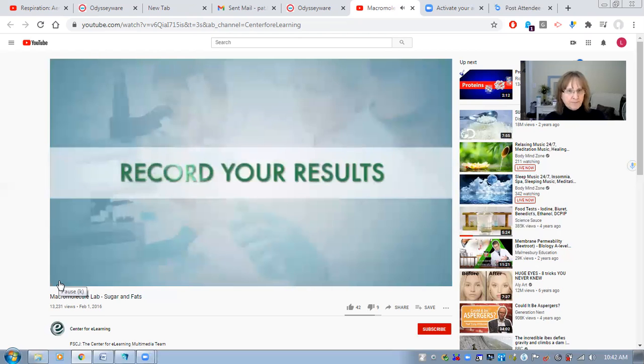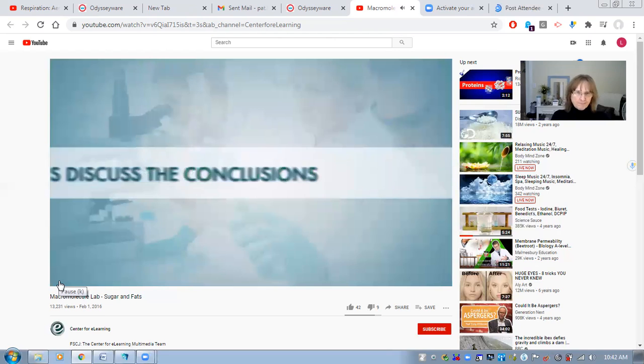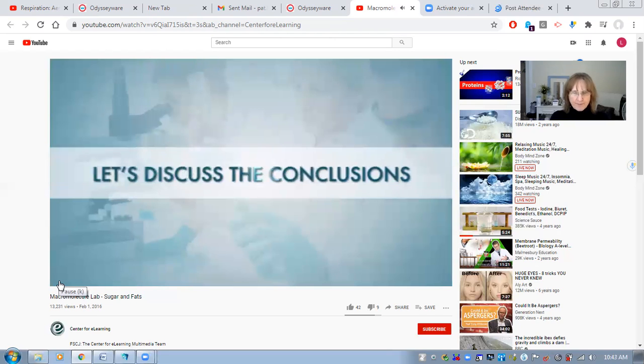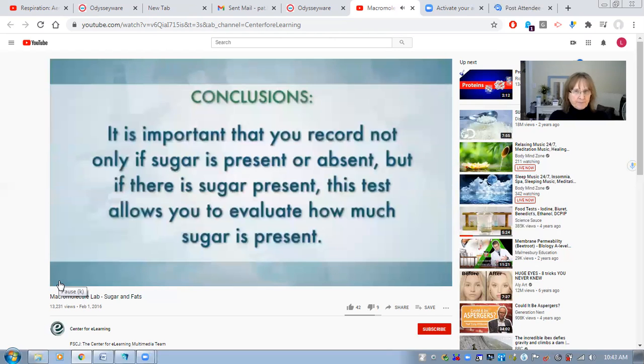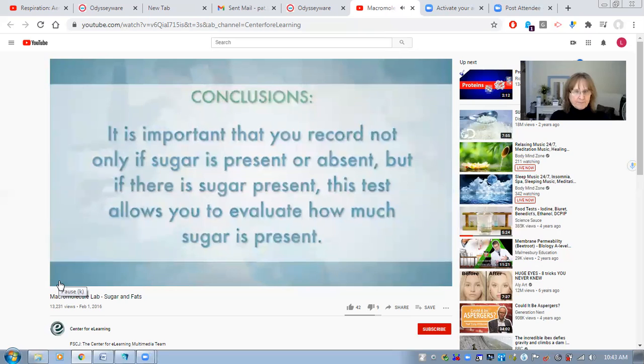Now that we have recorded the results of this experiment, let's discuss the conclusions we can draw. First, for this test, it is important that you not only record if the sugar is present or absent, but if there is sugar present, this test allows you to evaluate how much sugar is present. For this test, I will walk you through the results for your table.